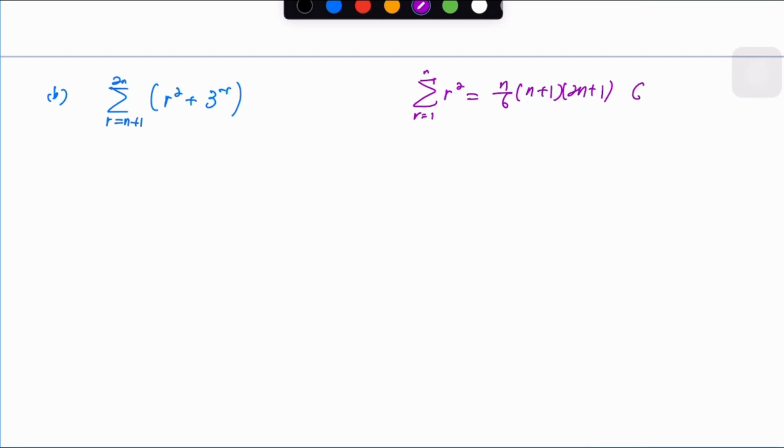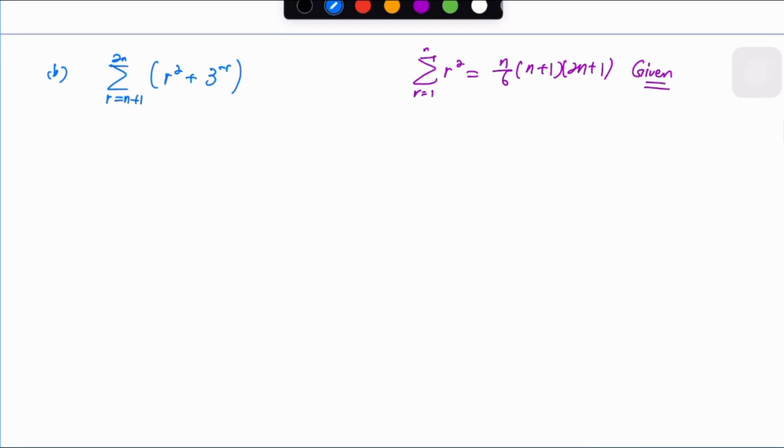Okay, this one is given. So how do we do this? When you try to work out the pattern, the pattern is not a linear pattern, correct? So what do we need to do? No choice, we have to expand and work it out one by one.